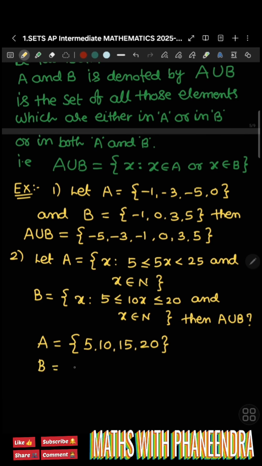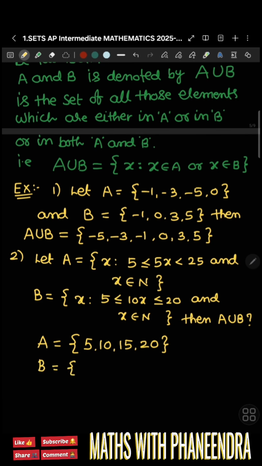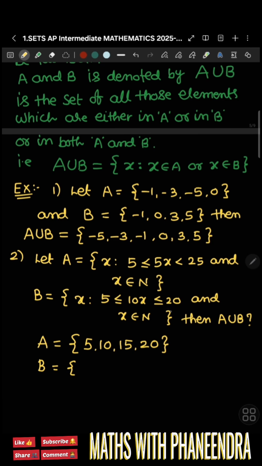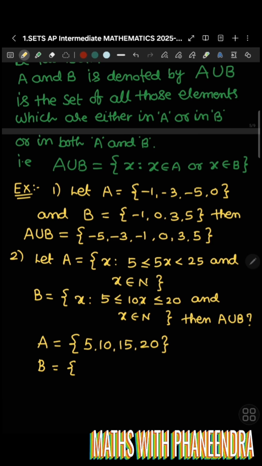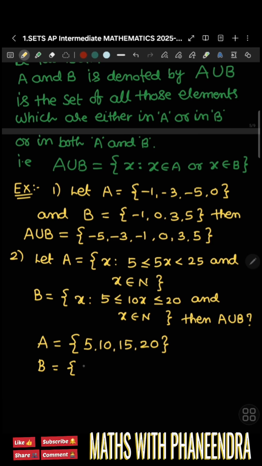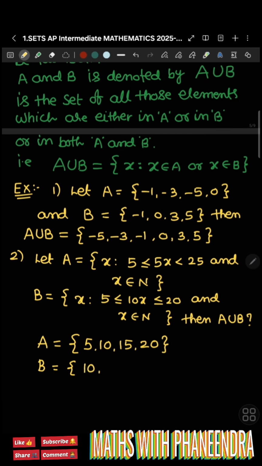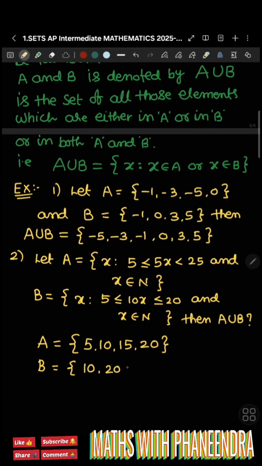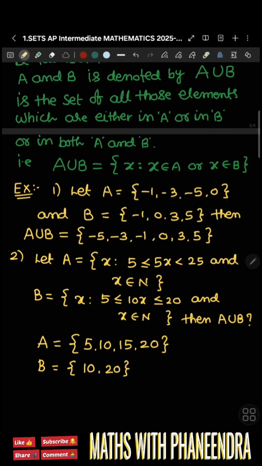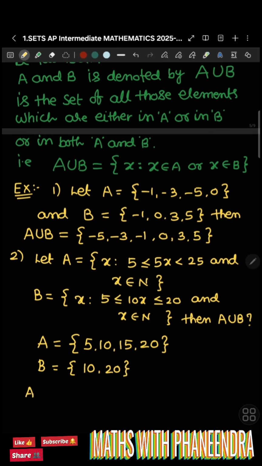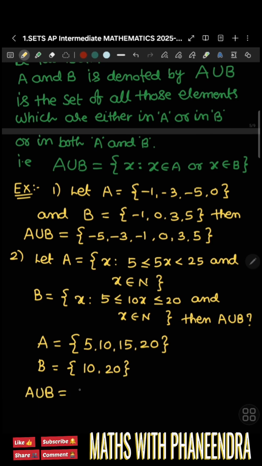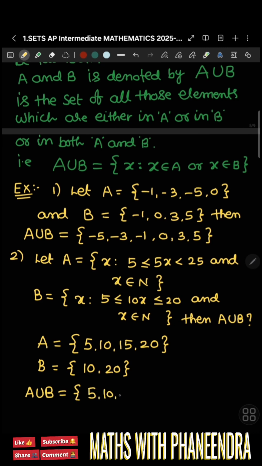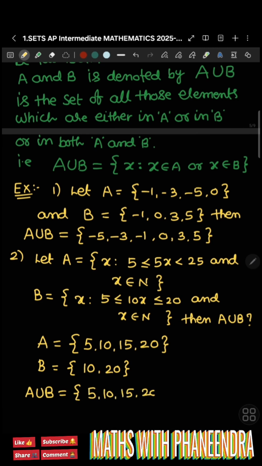Next, B equal to x such that x belongs to N and 5 is less than or equal to 10x is less than or equal to 20. If we substitute x equal to 1, 10 will come. Next, x equal to 2, substitute, 20 will come. More than that we cannot write. So A union B is 5, 10, 15 and 20.